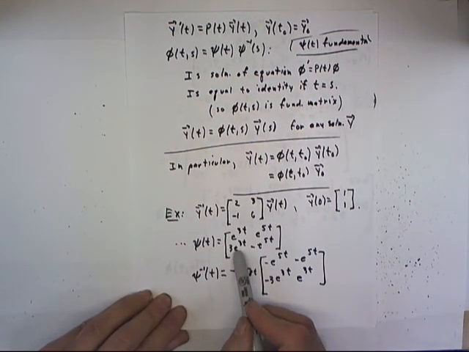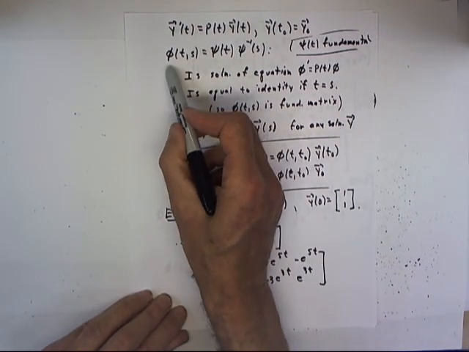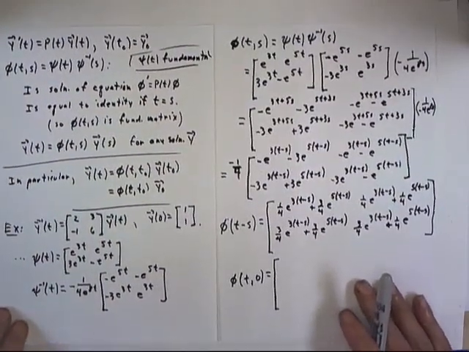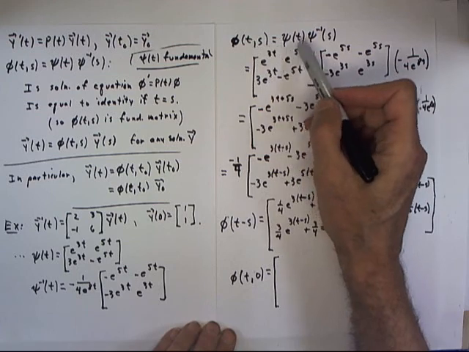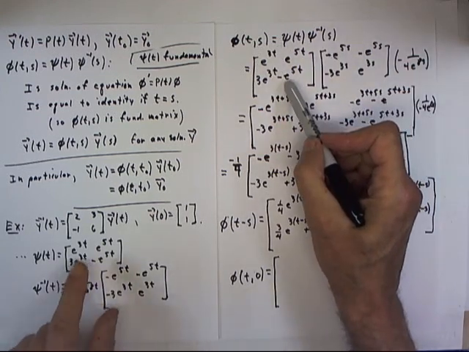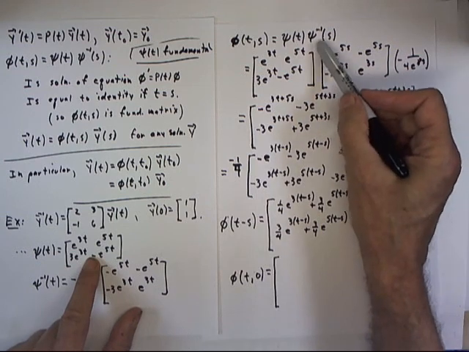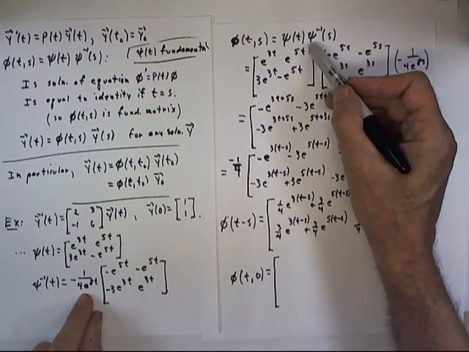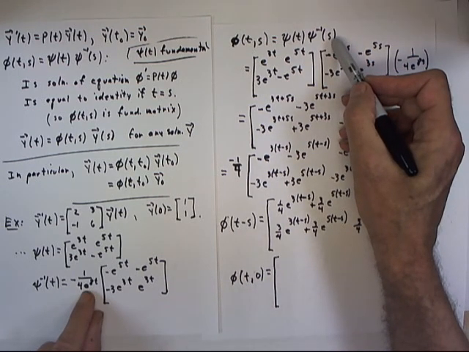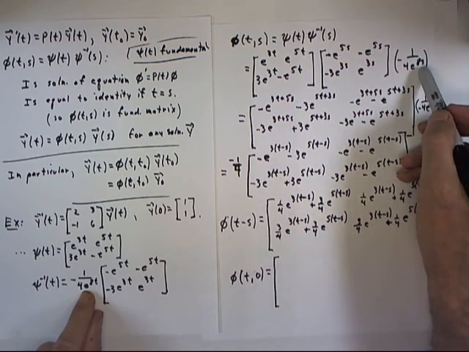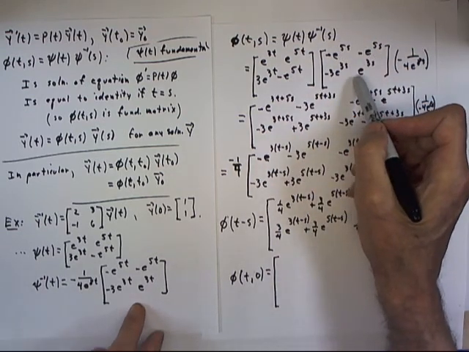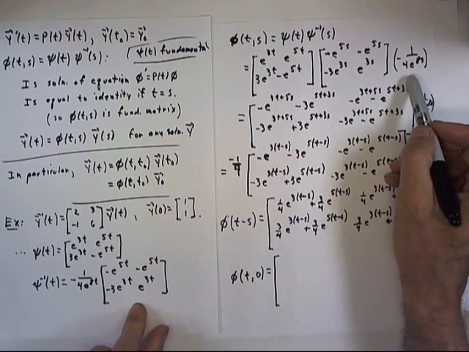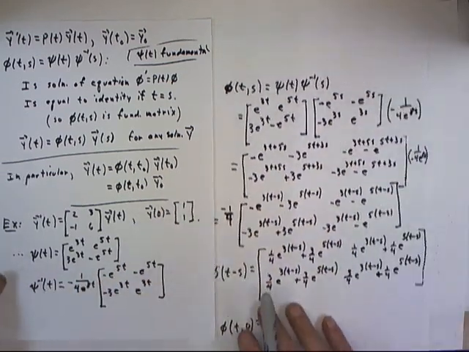Using the inverse matrix and the original matrix, we can form the phi matrix: phi of t, s equals psi of t times psi inverse of s. Here's psi of t, the same as it was down here. And for psi inverse of s, I've written the negative 1 over 4 e to the 8s, because of course the t has to be replaced by s. I've written that to the right here just so we can have the matrices right next to each other. Scalar multiplication by a matrix is commutative, so there's no problem with that.